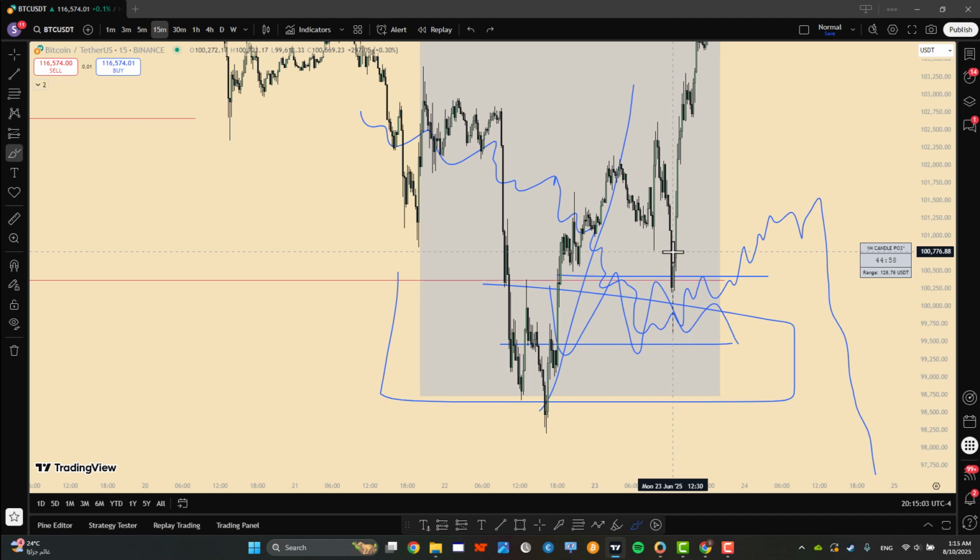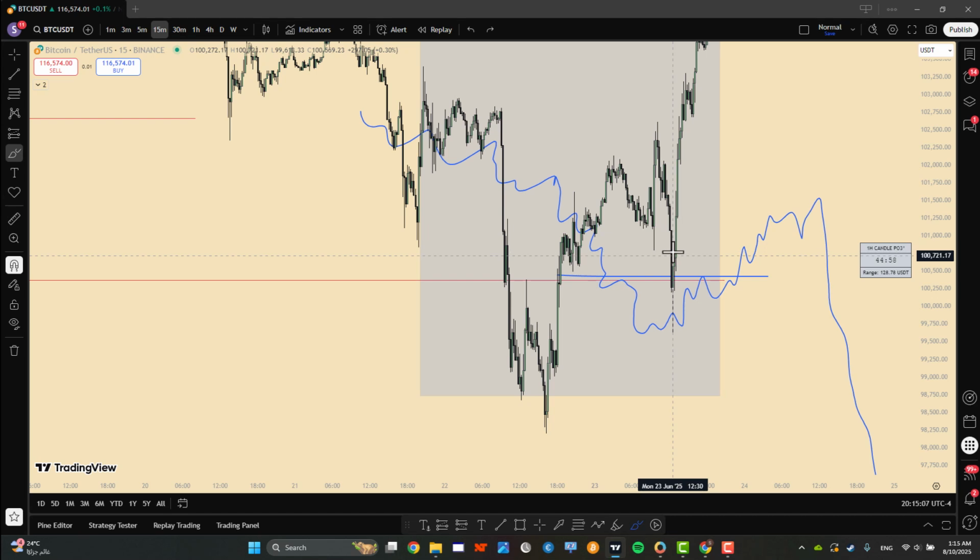And the final note, which I already talked about, is patience. The stronger the pool, the longer the wait for it to get hit. So let the market come to you.